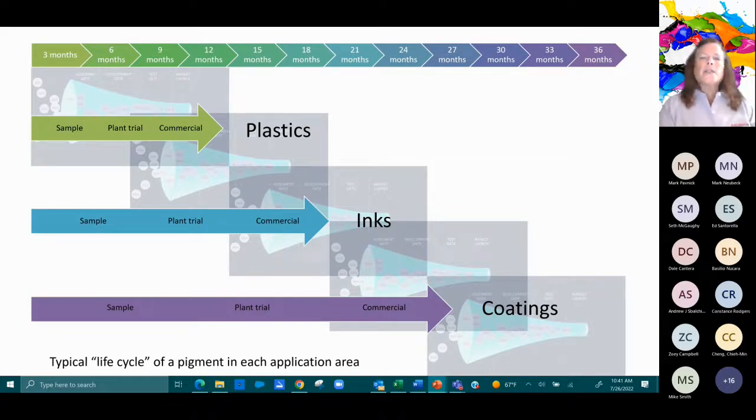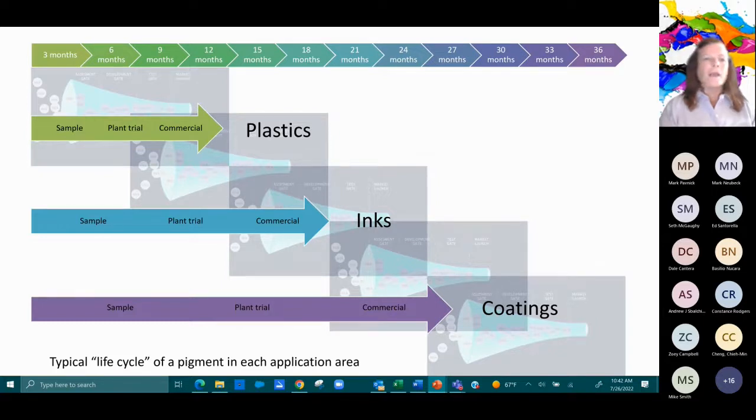Followed by inks, which is somewhere around plus minus 18 months, and coatings being the longest at somewhere around plus minus 24, 27 months. So you can imagine in each application area, we want to make sure that we have an R&D pipeline that also matches these types of life cycles, if you will, for the application area.